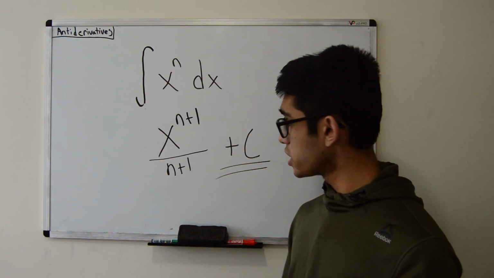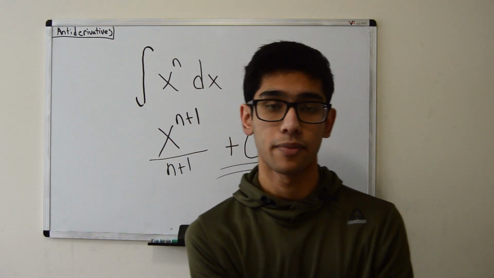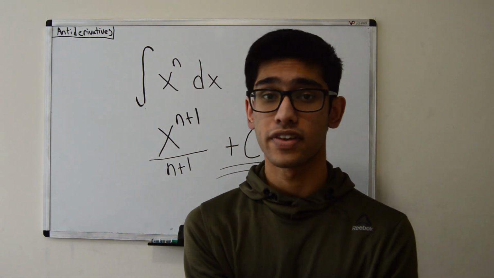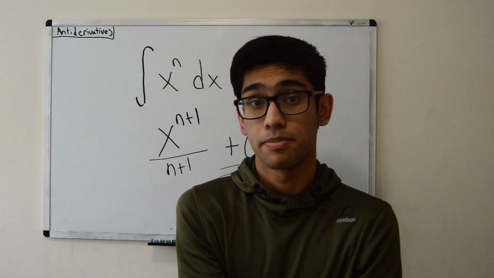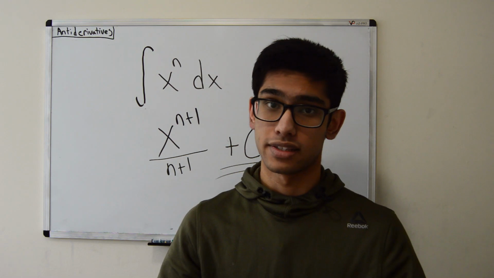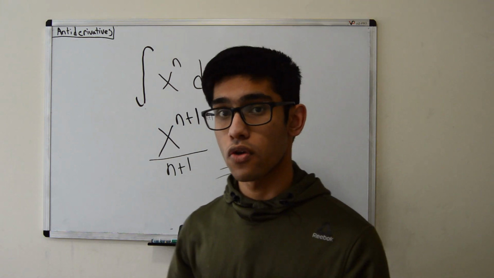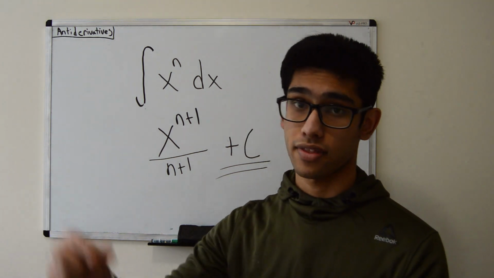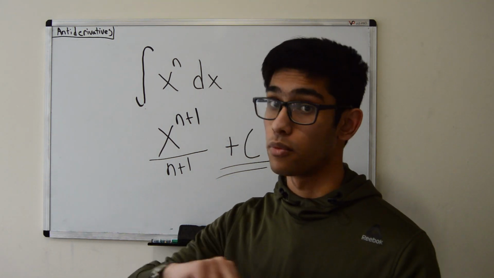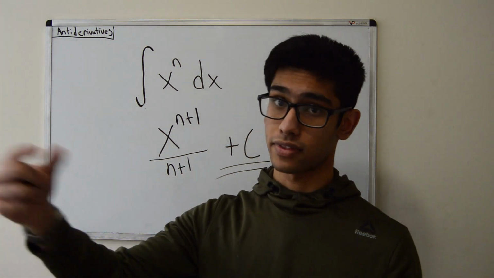The reason we add this constant is, think back to differentiation. When you take the derivative of a constant, what happens to it? It just disappears, it's gone. It's like it never existed. So if we're doing the opposite of differentiating, we have to bring back that constant. That constant that disappeared when we differentiated, we need to bring it back.